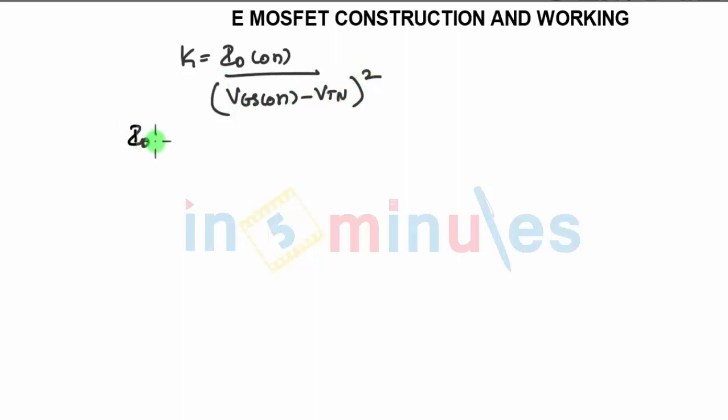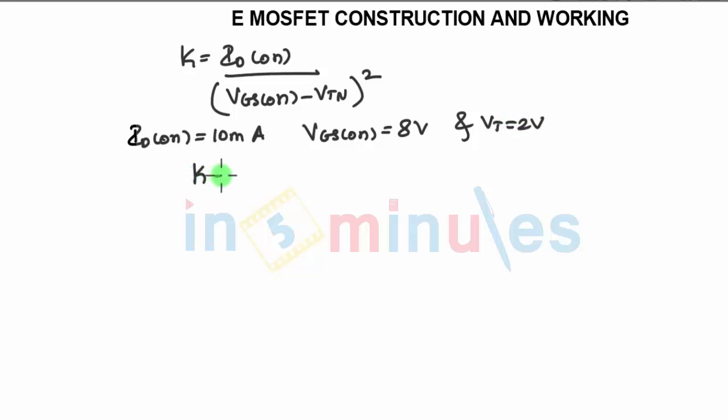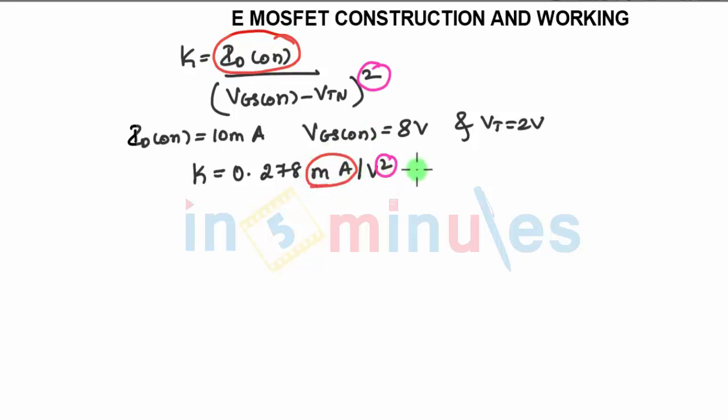Now if my ID on equals 10 milliamperes as from the transfer characteristics, and VGS on equals 8 volts and VT equals 2 volts, then I can find the value of K. After substituting, I will get it as 0.278 milliampere per volt square. Why volt square? In the denominator you have this square term, so it becomes volt square. In the numerator you have current in milliampere. So we got K as this value.